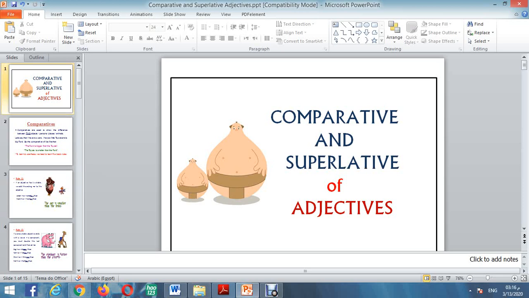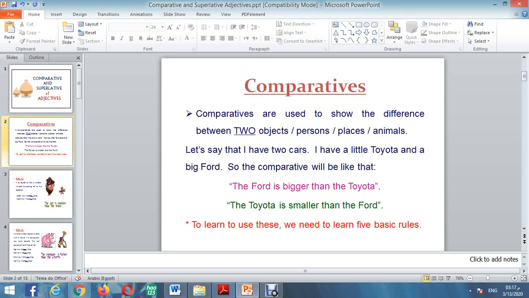Let's start with comparatives. Comparatives are used to show the differences between two objects, two persons, places, or animals. So comparatives means you compare between two, either persons, objects, places, or animals.